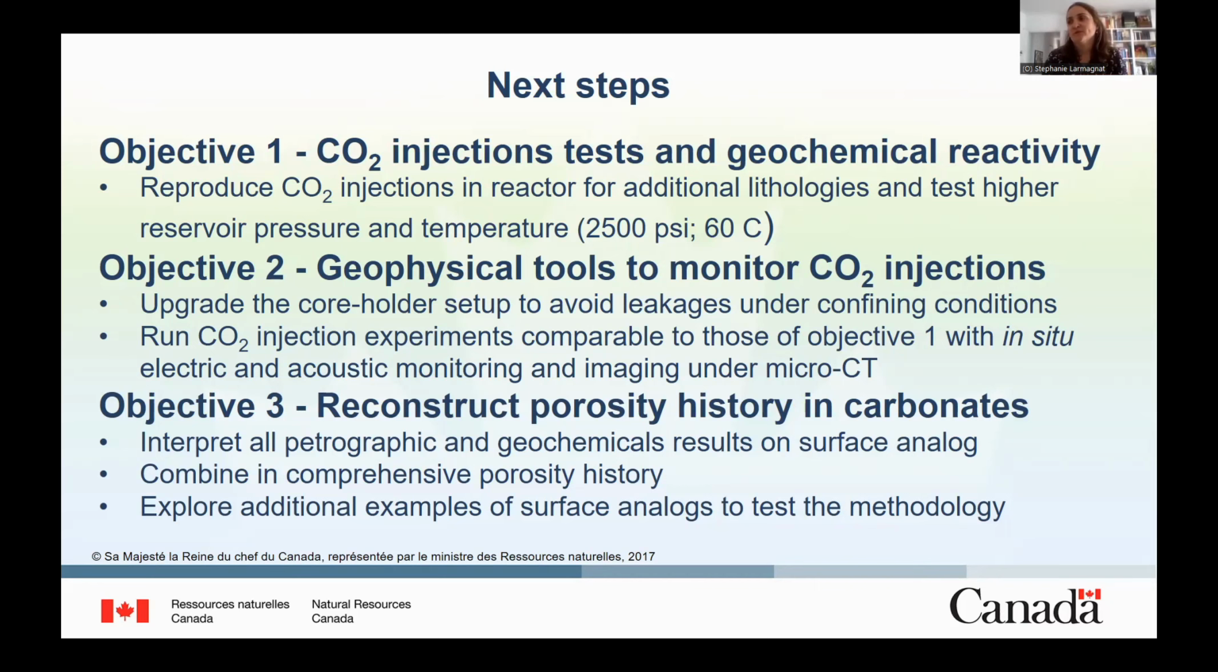And then we will run the experiments using the same conditions from objective 1. And finally, for objective 3, we'll have to interpret all the petrographic and geochemical data that we gather on the surface analog. And we intend to combine them to produce a comprehensive porosity history of those carbonates. And if we have time, we will add additional surface analogs from Eastern Quebec. We already have a few candidates in mind. So we'll have plenty of things to do for the second year of the project.